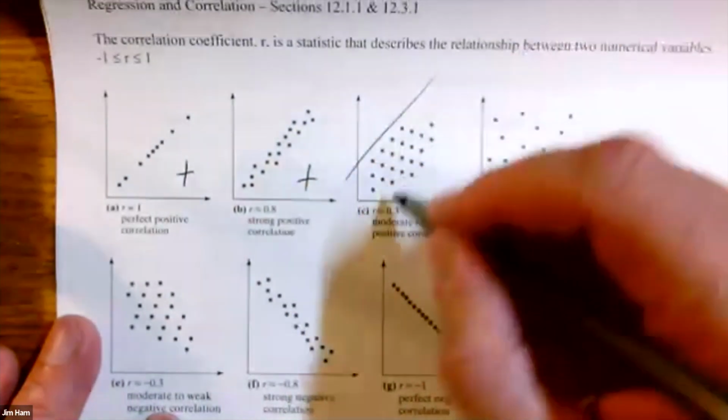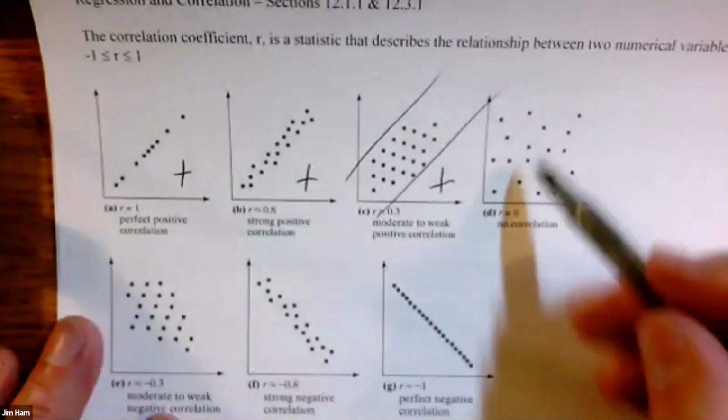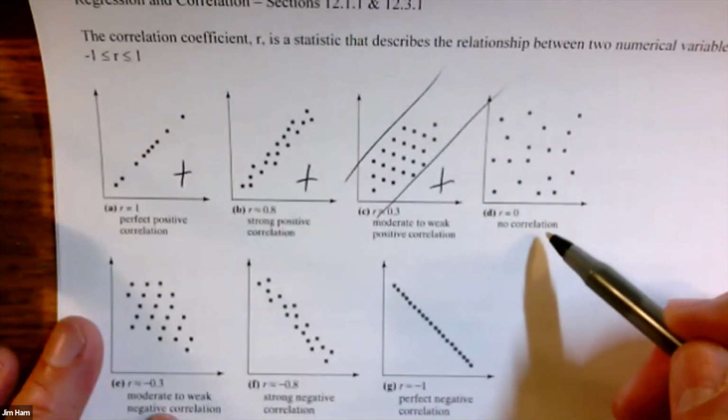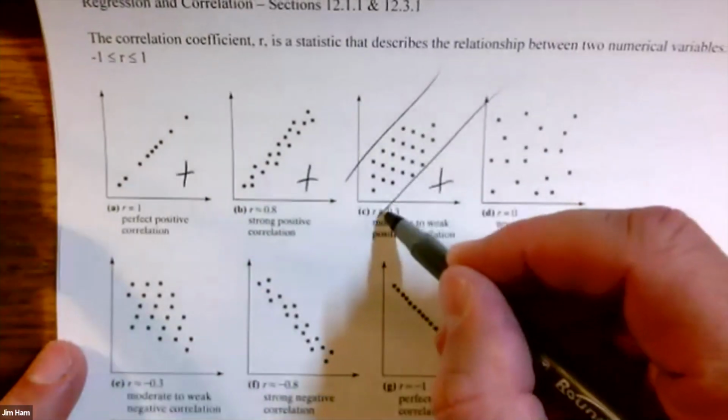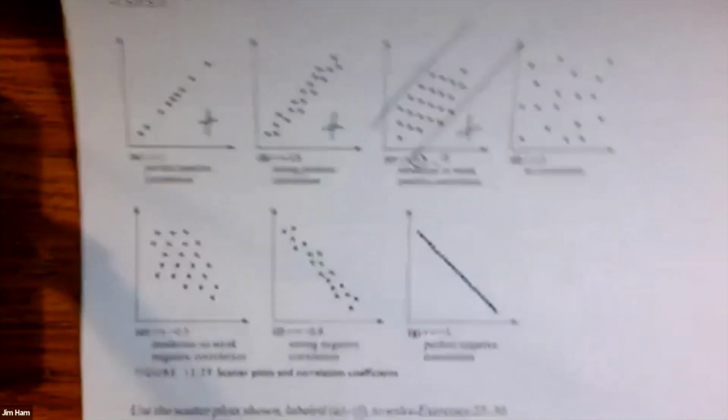This one here, wider trend channel, but positive. And this one, they're all over the place, no correlation. Yeah, I would disagree with this number here. This would be probably closer to 0.7, but that's okay.